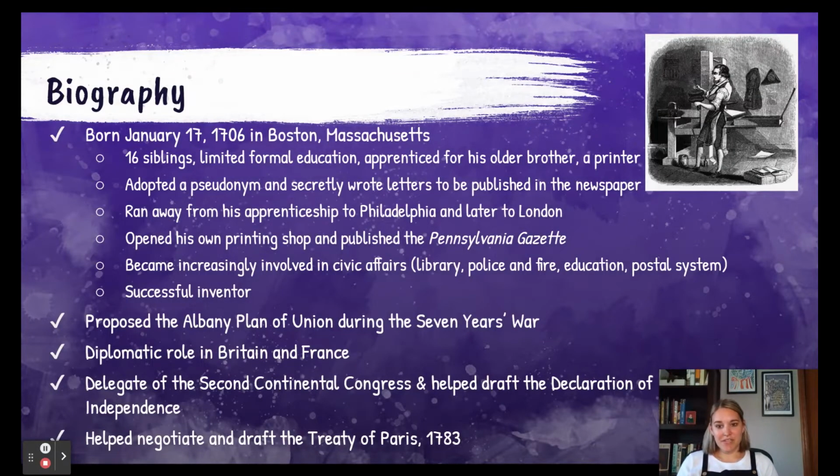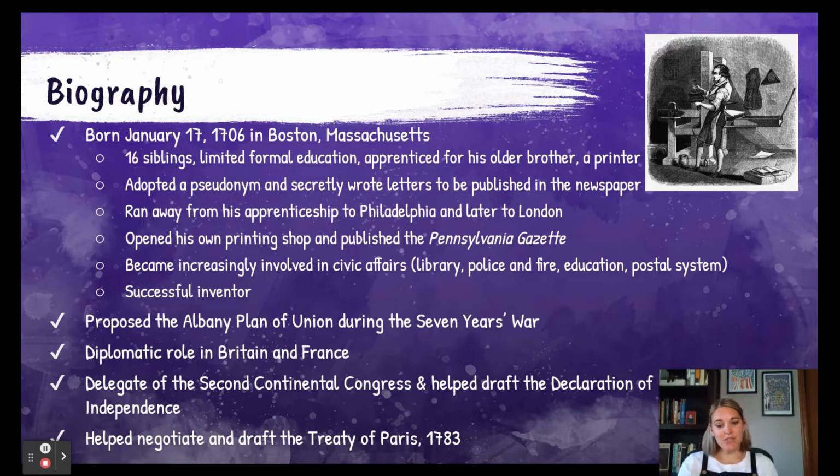So, some biographical information. Born in 1706 in Boston to a very large family, he had a limited formal education and eventually apprenticed for his older brother. He left that apprenticeship and opened his own printing shop and published what was called the Pennsylvania Gazette. There's some more information in there, but it's really once he opens his own shop and publishes his own newspaper that he begins to have more of a public life. He is very involved in civic affairs and eventually became a successful inventor as well.